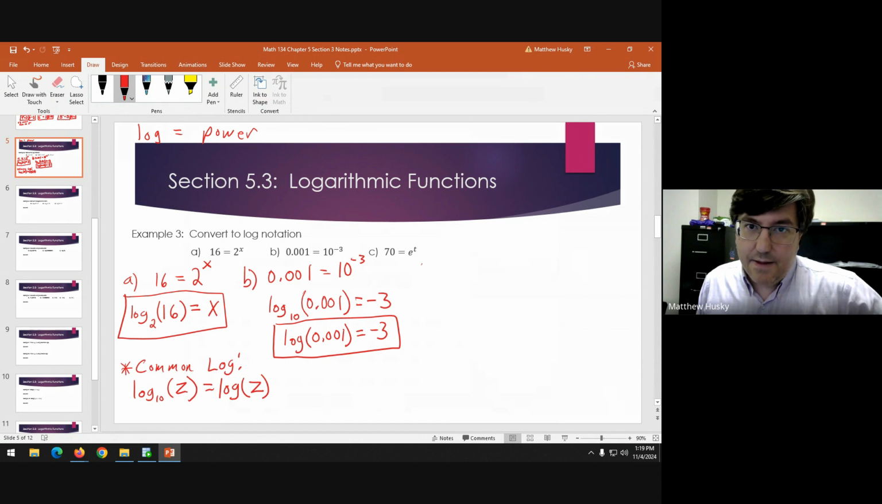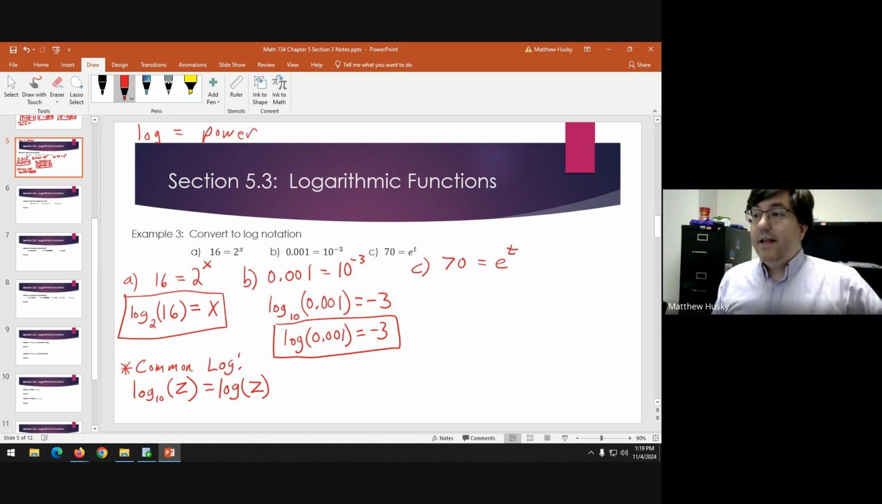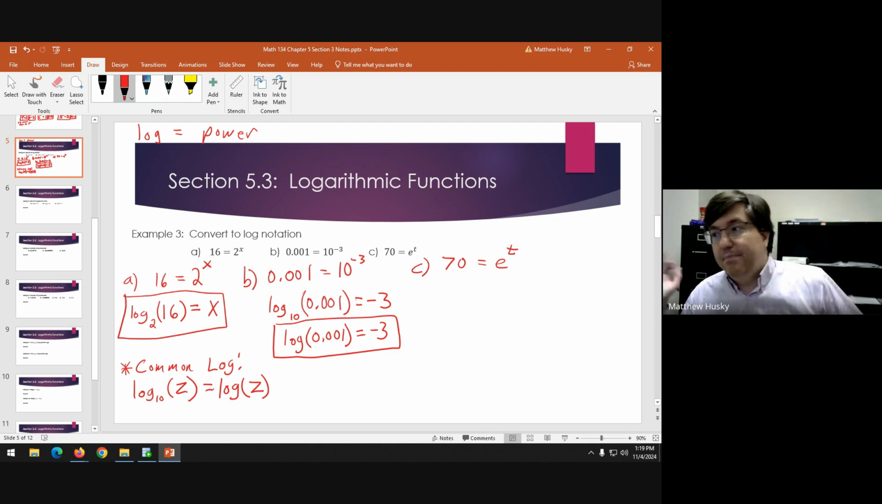Part C, we have 70 equals e to the t. Now, e, which we introduced in the previous section during class, e is just a number. There's nothing that mystical or special about it. It's a number. It's kind of like pi. It's this kind of wackadoodle decimal, but it's a number.